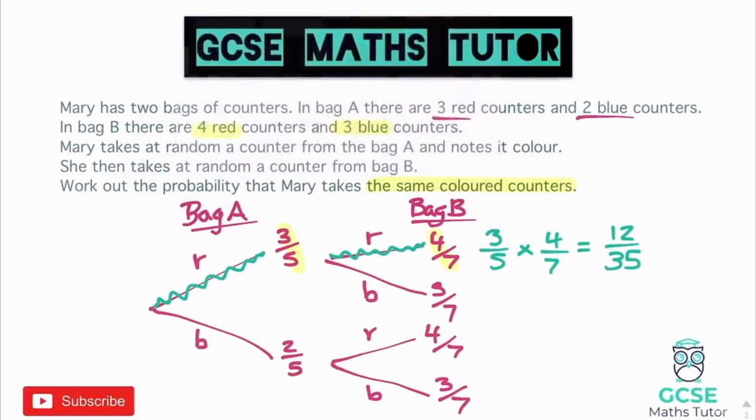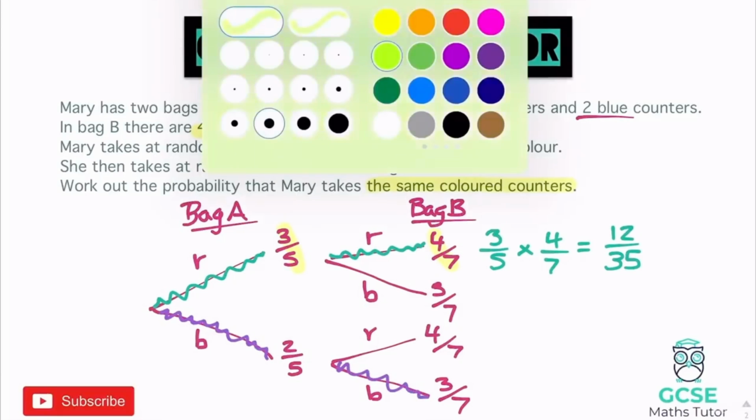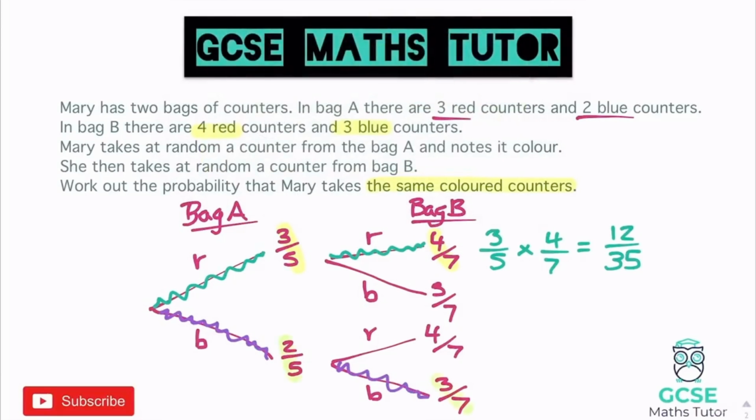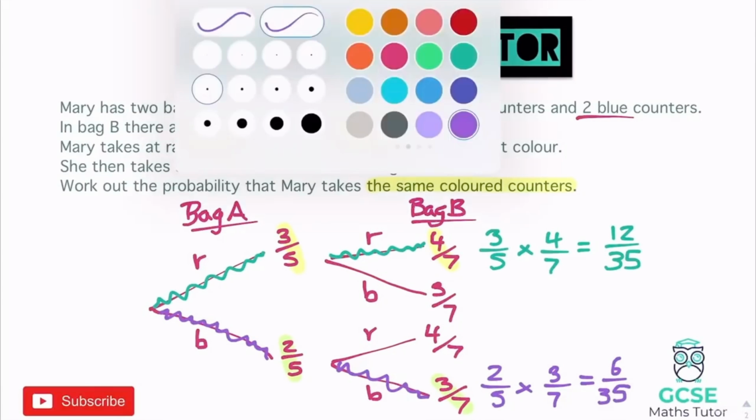And then obviously thinking about the fact of the same colours, we could have 2 blues. So if I go through blue, 2/5, and through the other blue, 3/7, that's going to give us our second probability there using those 2 fractions. So if we write those down, we have 2/5 multiplied by 3/7, and that gives us 6 on the top and 35 on the bottom. So telling us there's 6 out of 35 potential ways of getting 2 blues.